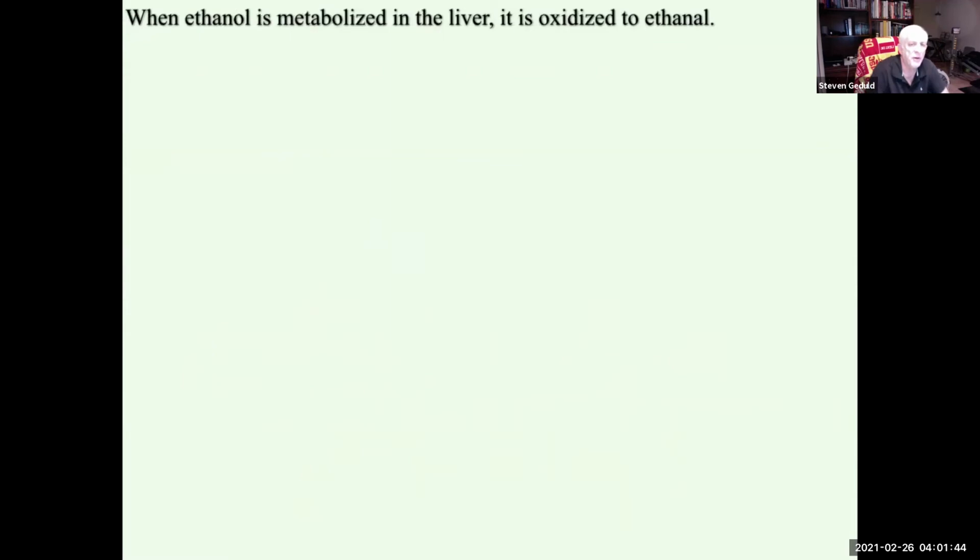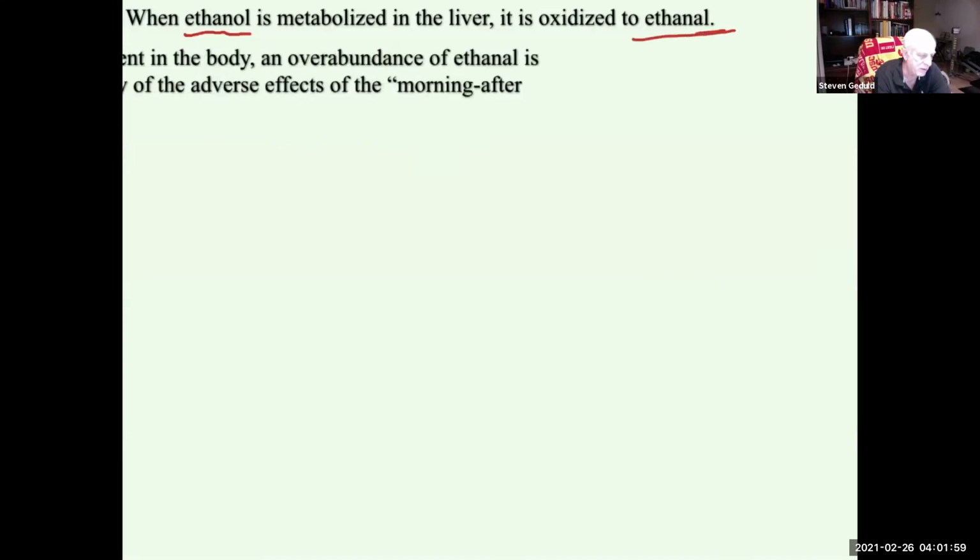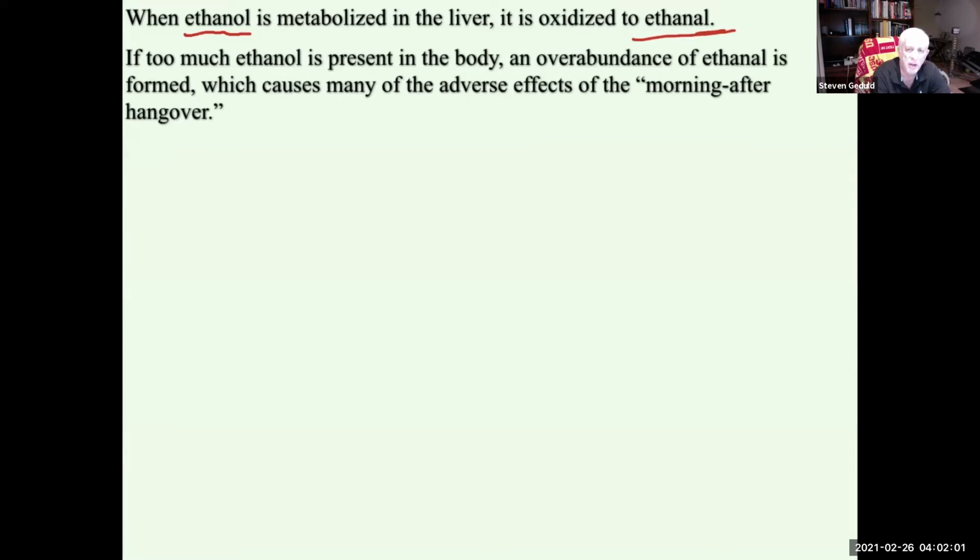Okay, so ethanol is metabolized in the liver. It's oxidized to ethanal. Remember, ethanol is a primary alcohol, so it goes to an aldehyde, 2 carbons, ethanal. So ethanol is not what causes the problem with alcohol. If too much ethanol is present in the body, an overabundance of ethanal is formed, because the liver performs oxidation to break down ethanol. This causes the adverse effects of your morning after hangover. So it's not the ethanol causing the hangover, it's the oxidation of it to ethanal. Ethanal is the one that causes the hangover and all the side effects.